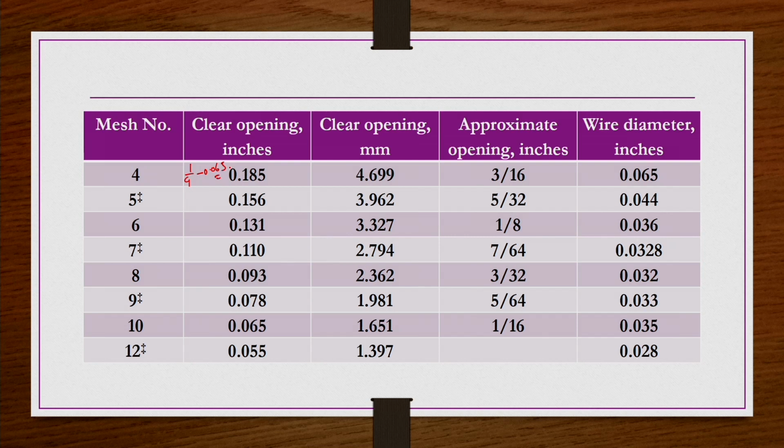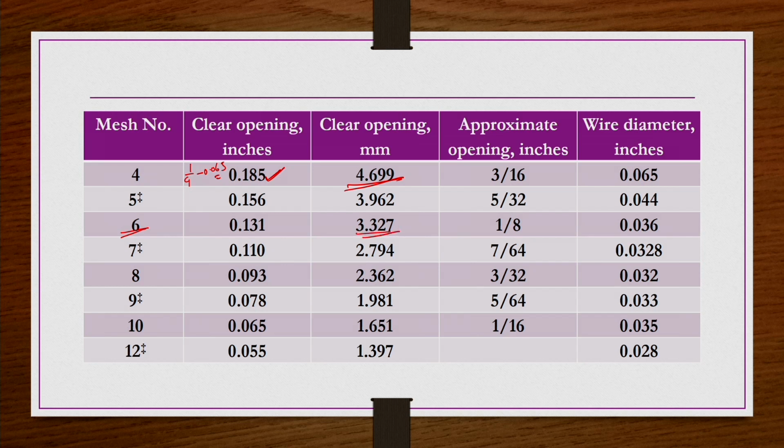So, 1 by 4 is how much? 0.25. 0.25 minus 0.065 would be 0.185. So, the clear opening in inches for the 4 mesh would be 0.185. If you convert the same thing into mm, it is 4.699 mm. Similar is mesh 5, that is the regular one.